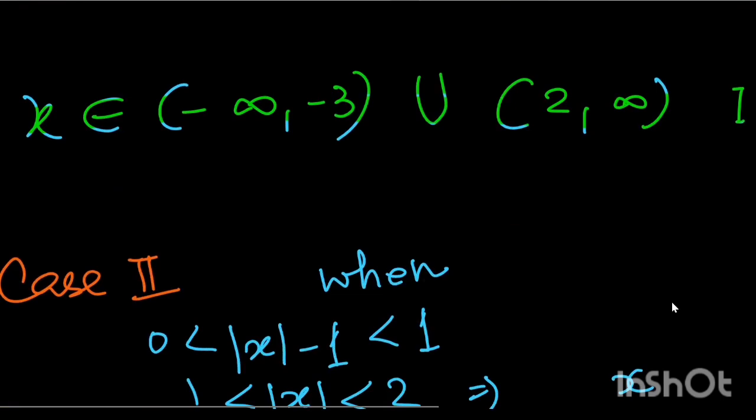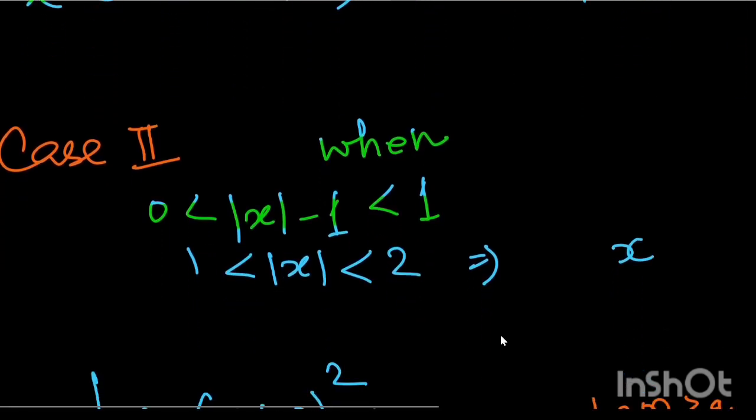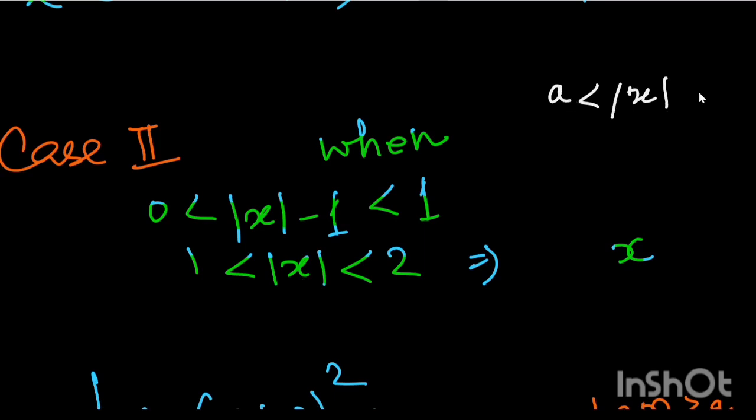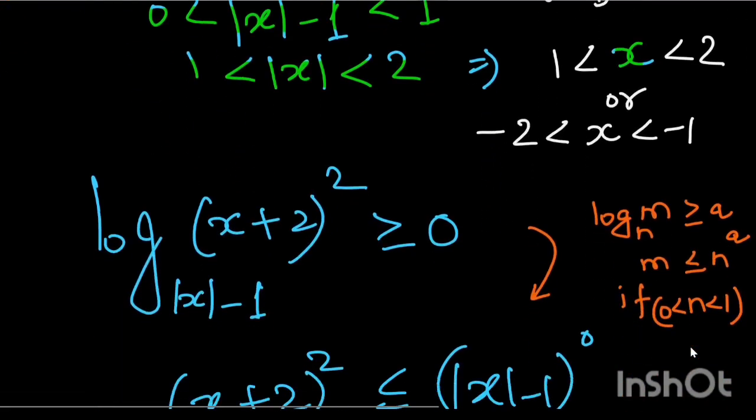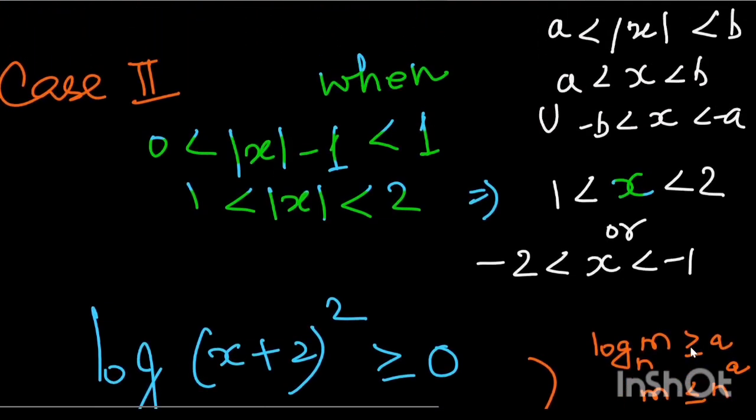Now we will solve case 2, when the base is between 0 and 1. Adding 1 both sides, it becomes 1 and 2. So what is x, guys? We know the result: mod x in a to b gives x in a to b union x in minus b to minus a. So it will be 1 to 2, or that is the union, x in minus 2 to minus 1. This is the second case, this is the domain of the second case. Let's say this is 4.